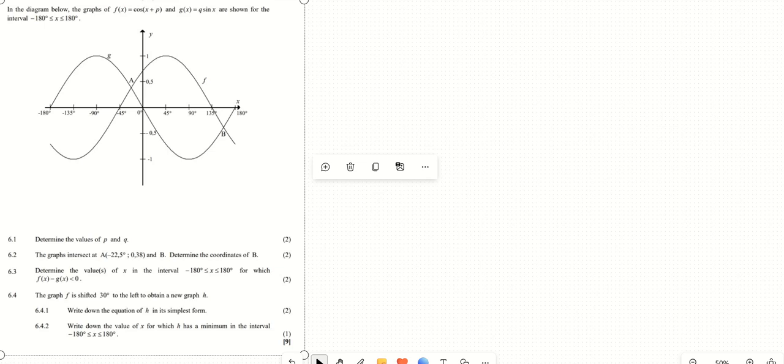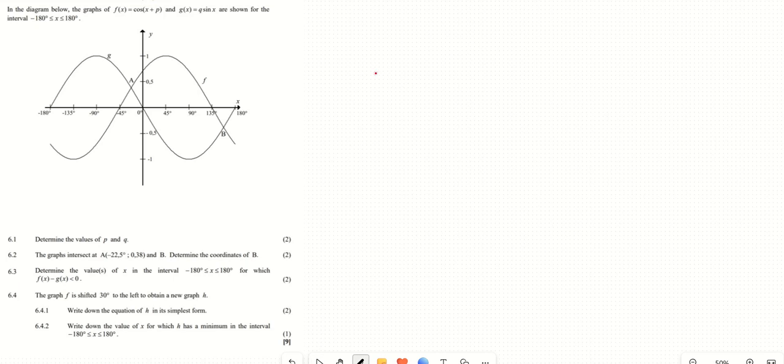Let's look at this question. The question is saying the diagram below, the graph of f of x equals cos x plus p, g of x equals q sin x are shown for the interval negative 180 degrees less than or equal to x less than or equal to 180. The first question says determine the value of p and q.